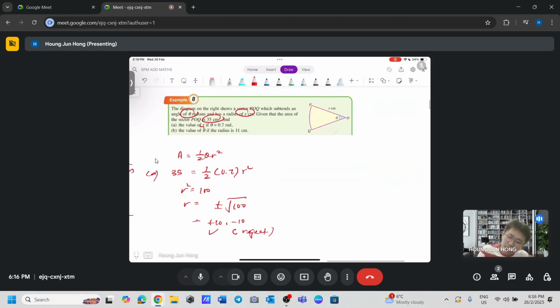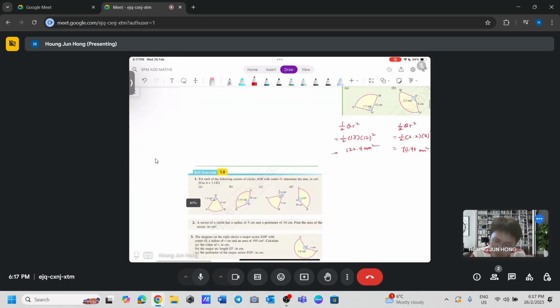Next one, similarly, 35 equals half r squared theta. Actually, this is a better way to put the formula, and it is my normal way. Anyway, it doesn't matter, same thing. Half r squared is this, and then theta. Very simple, just solve for theta. So theta is 0.5785 radian. Okay, that's it. Next question.